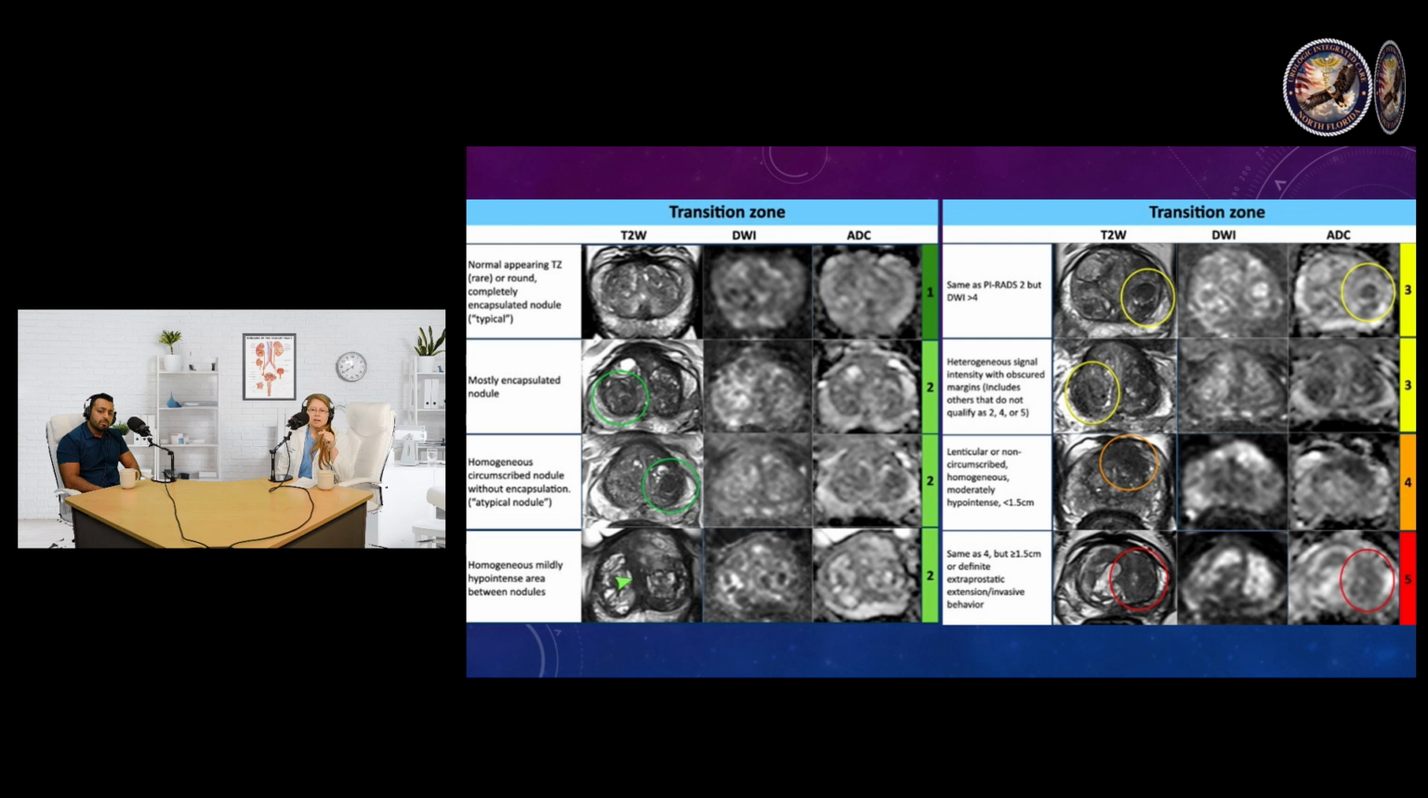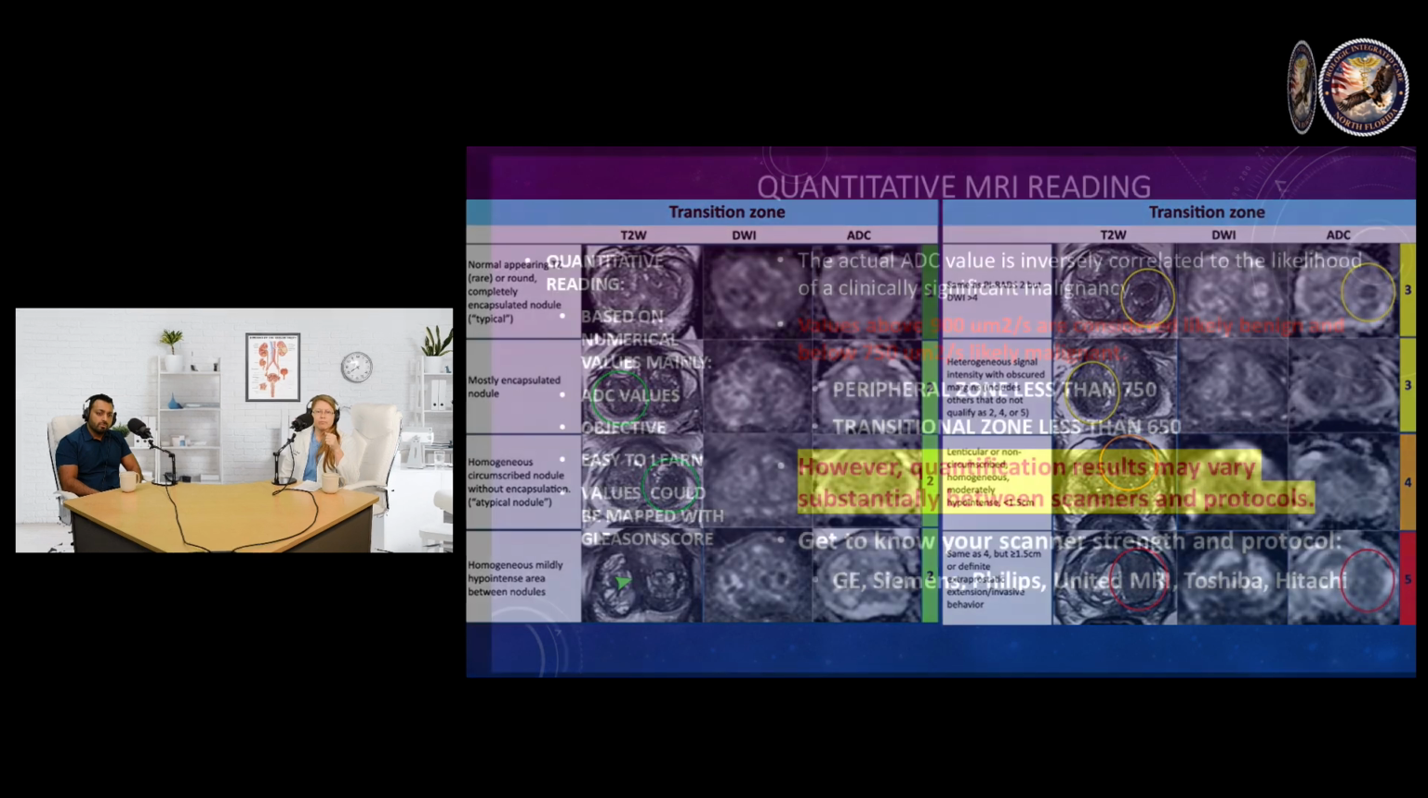Now, very clearly in the bottom two images, two rows, you see a lenticular, they call it lenticular or non-circumscribed, homogeneous, dark area on the T2-weighted image. You see the brightness on the diffusion-weighted image, and again, you confirm it with the dark area on the ADC mapping. Same with the lowest visualized imaging on the bottom, where again the area is very dark on T2-weighted image and ADC mapping, and it's bright on diffusion-weighted images, but it's over 1.5 centimeters, and that will deem it a PI-RADS 5 lesion. Okay, next slide.